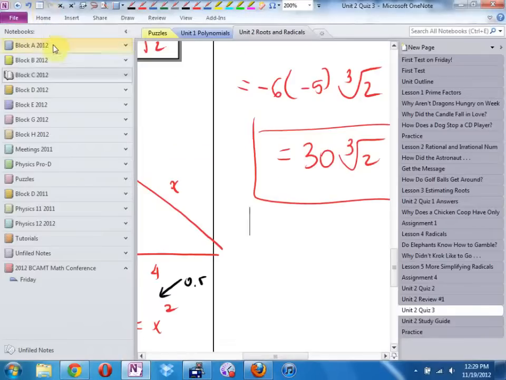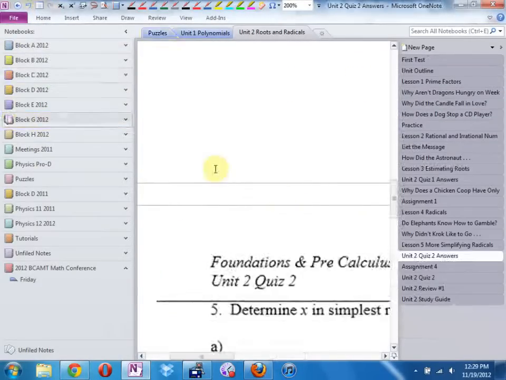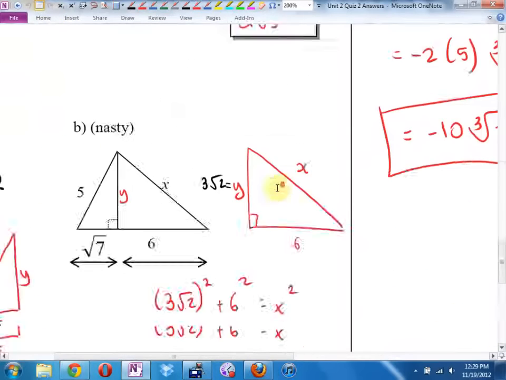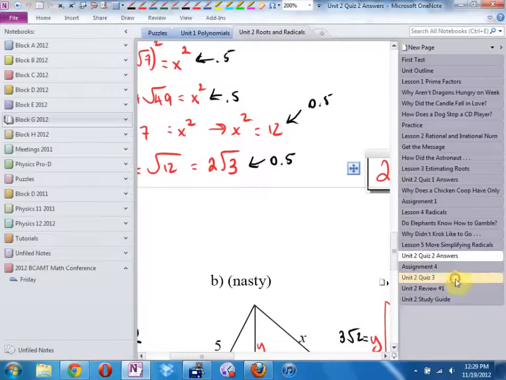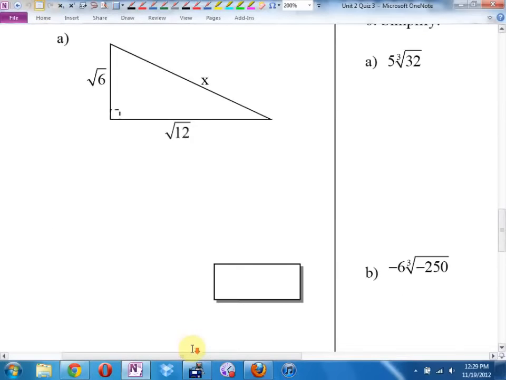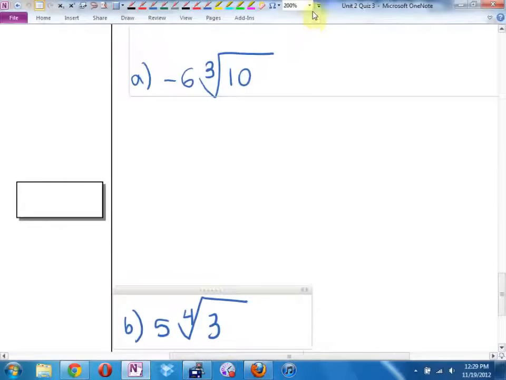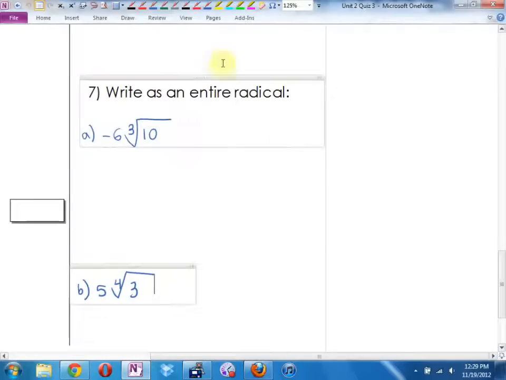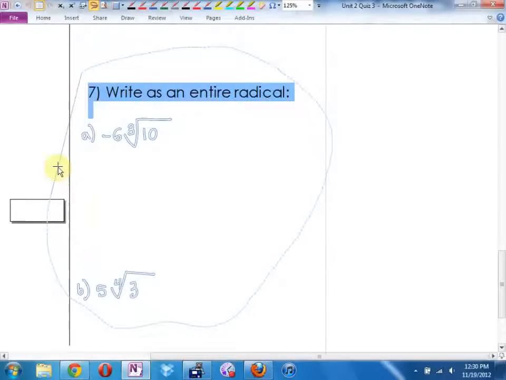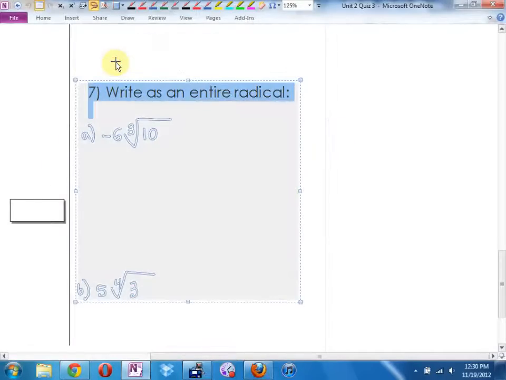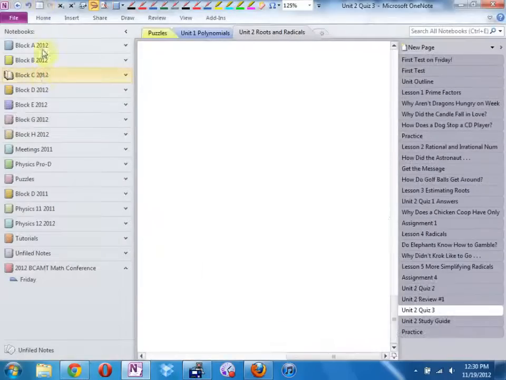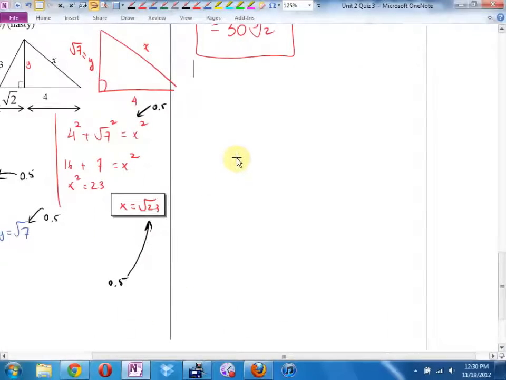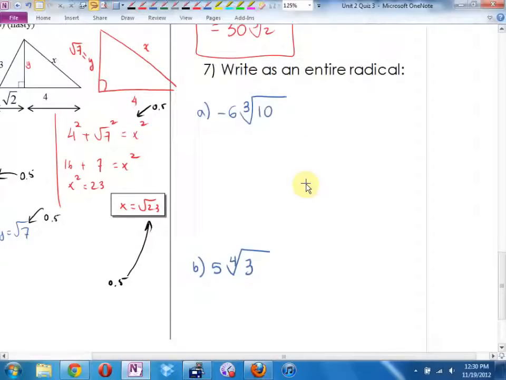Okay, what were my other questions, Mr. Dewick? I probably put them under block H, I bet you. And I probably want to go find quiz 3, Mr. Dewick. And let's make this a little bit smaller. Let's use my little lasso trick. Copy. Paste. Here we go. Write as an entire radical.